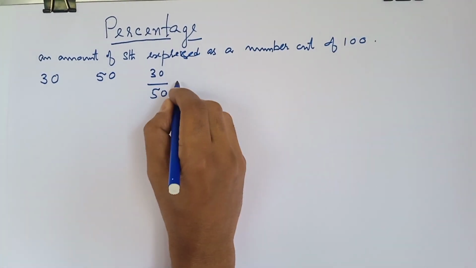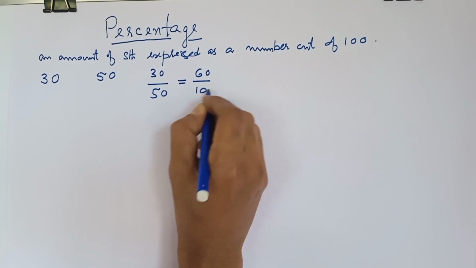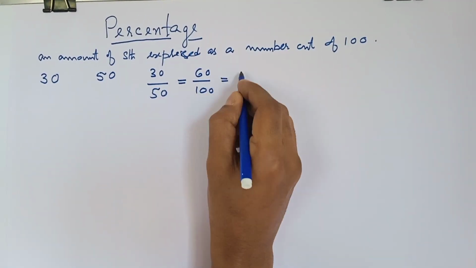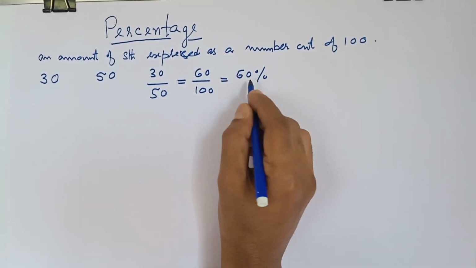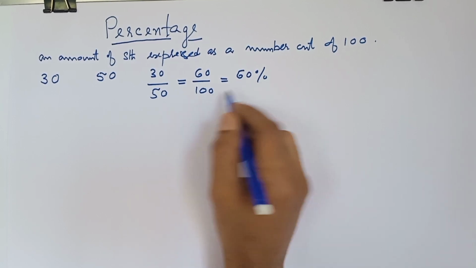Or the same thing you can write as 60 by 100, and this means what? Your score is 60%. 60% means 60 out of 100 or 60 by 100.